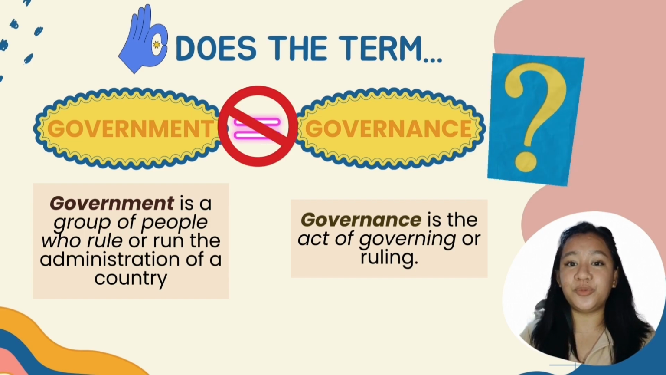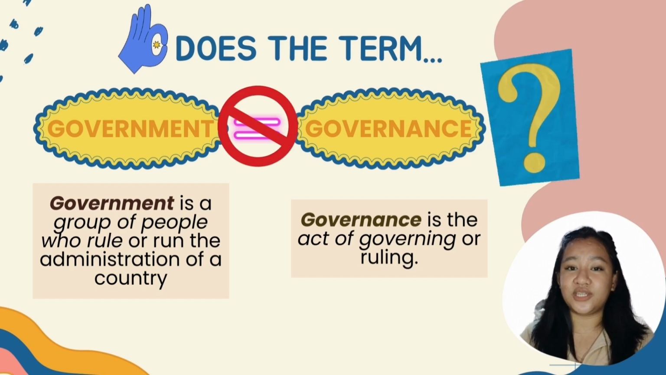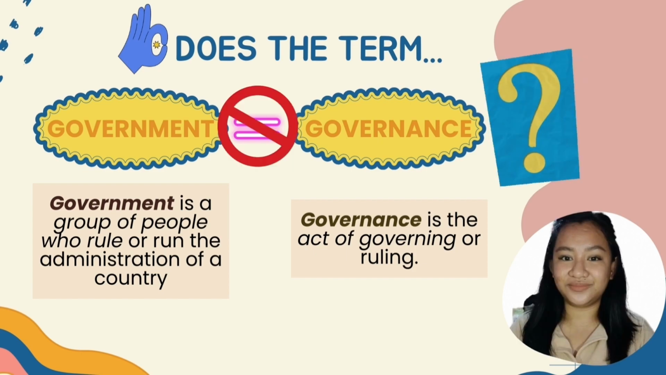Government refers to the group of people who rule or run the administration of a country. Examples of this are the president of our country, the vice president, senators, as well as the local government officials. On the other hand, governance is the act of governing or ruling, meaning it is a method on how to expand the efficiency of the government for the betterment of the country. To make it simple, government is a group of people while governance is an act done by a group of people.